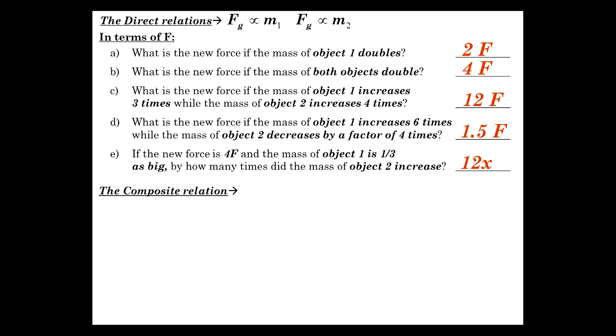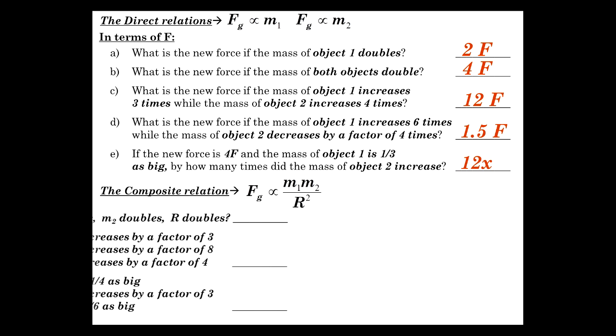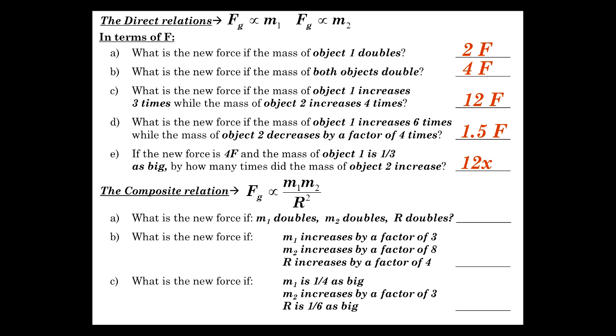Now let's do the composite, namely all of them at the same time. What's the new force if m1 doubles, m2 doubles, and r doubles? Let's see, 2 times 2 divided by 2 squared. The same original force. Now we're going to increase m1 by 3, increase m2 by 8. 3 times 8, 24. Increase r by a factor of 4. 4 squared is 16, so you've got 24 over 16, 1.5.